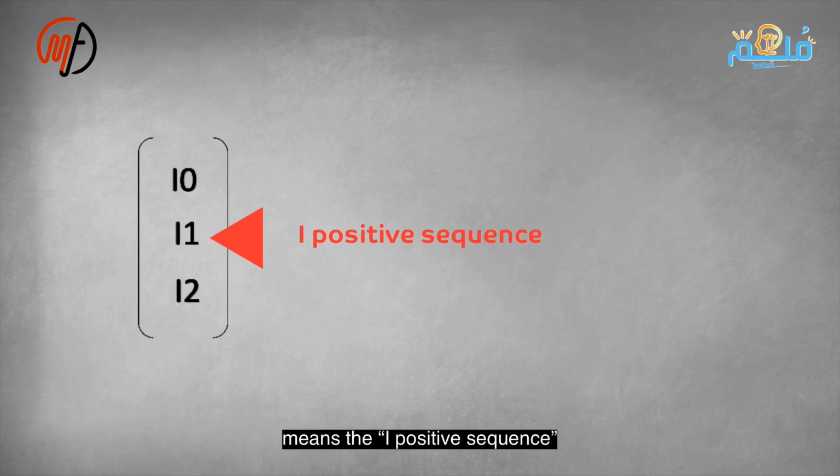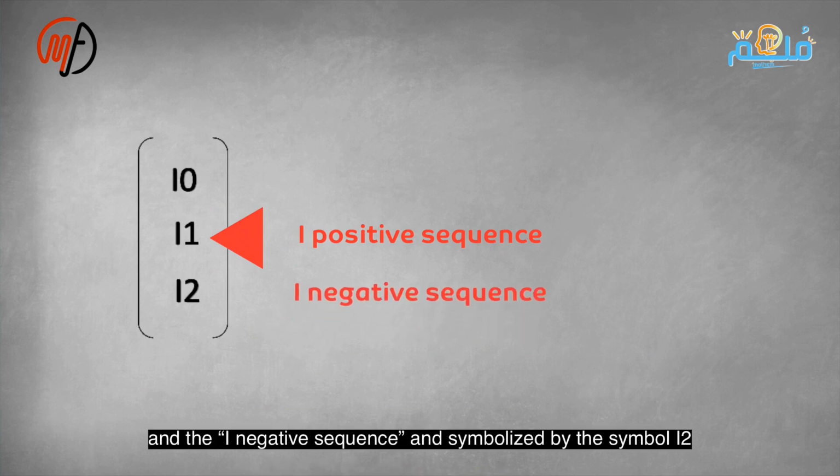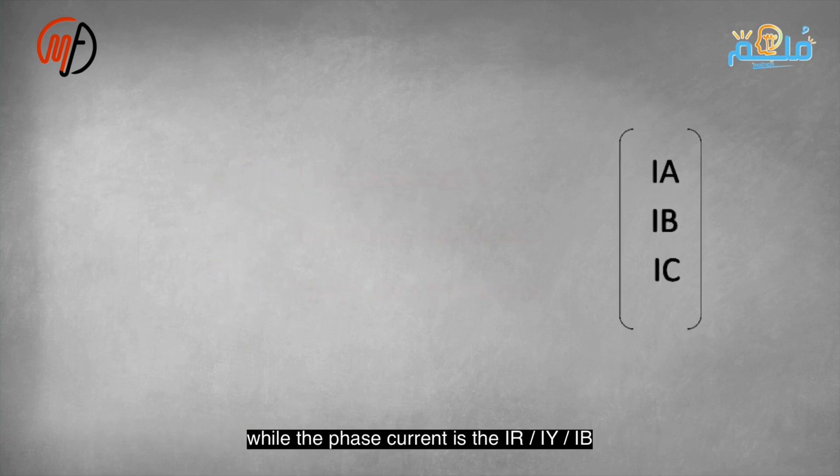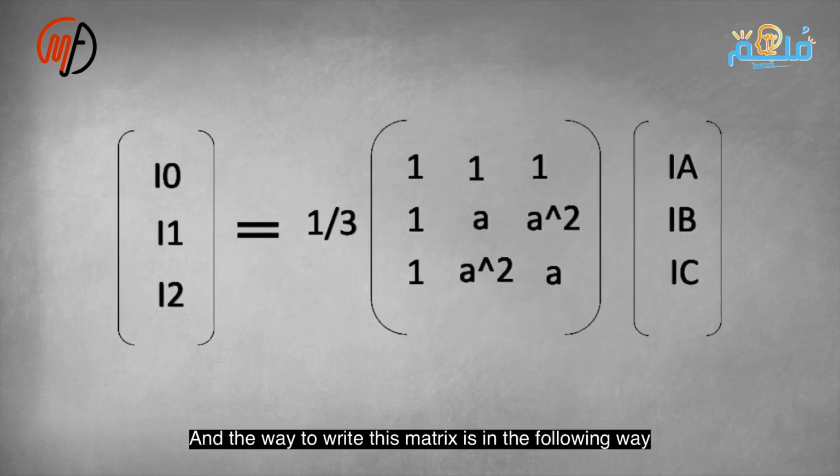So we say I0, I1, I2, and it equals 1/3. We open a new matrix and place here 1, 1, 1, 1, 1, A, A2, A2, multiplied by another matrix, IA, IB, IC. To find the value of zero sequence current, we multiply this matrix by that matrix.